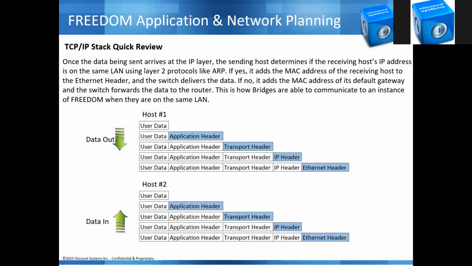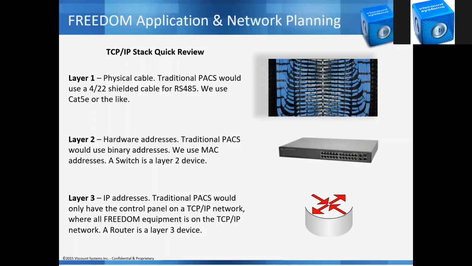This is a quick review of how information is encapsulated, then passed to the next data layer. Understanding how each layer handles information helps in troubleshooting communication issues. Layer 1 refers to the physical medium upon which the data is transmitted, such as Cat5 or fiber.